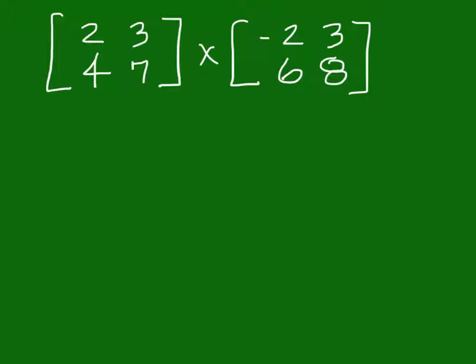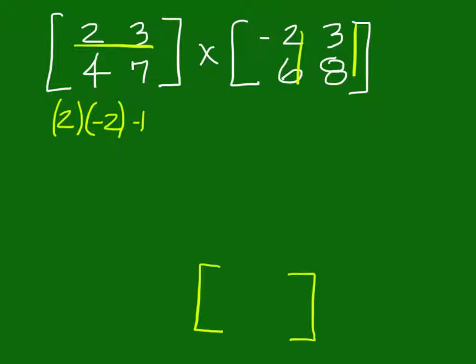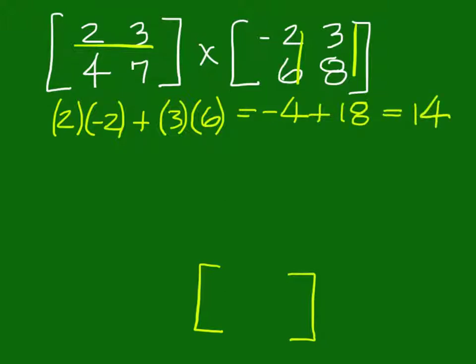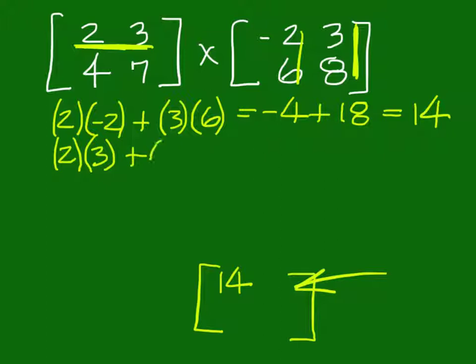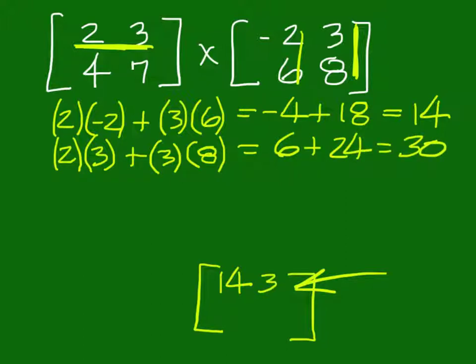I'm going to multiply the first row by the first column and then by the second column. So that'll give me the top two answers in the matrix. That's going to be 2 times a negative 2 plus 3 times 6, which is negative 4 plus 18. That will be a 14 in this spot. The next one we're finding goes here. That's why we're going to do that first row and then the second column. 2 times 3 plus 3 times 8. And that will be a 6 plus 24. That should be a 30.